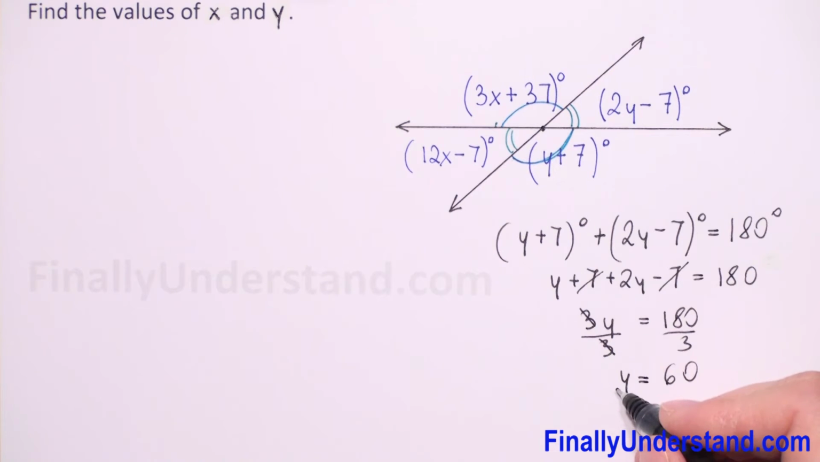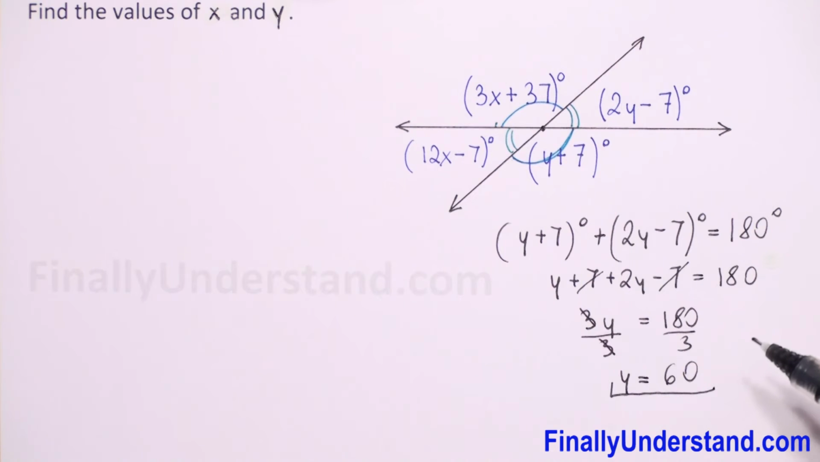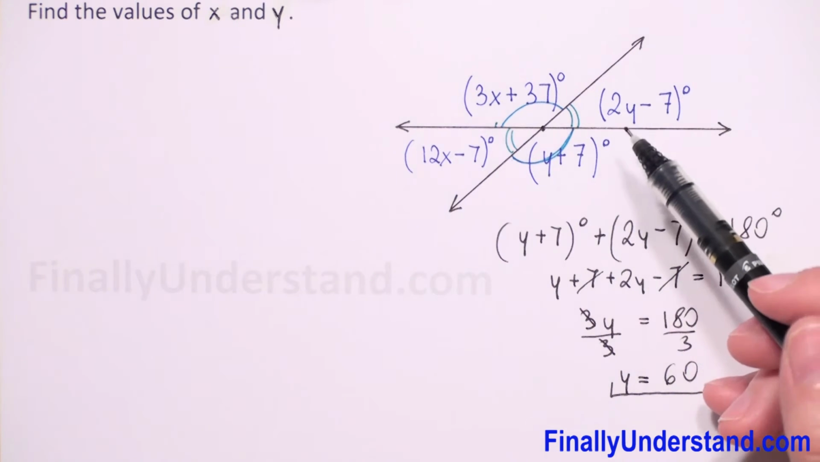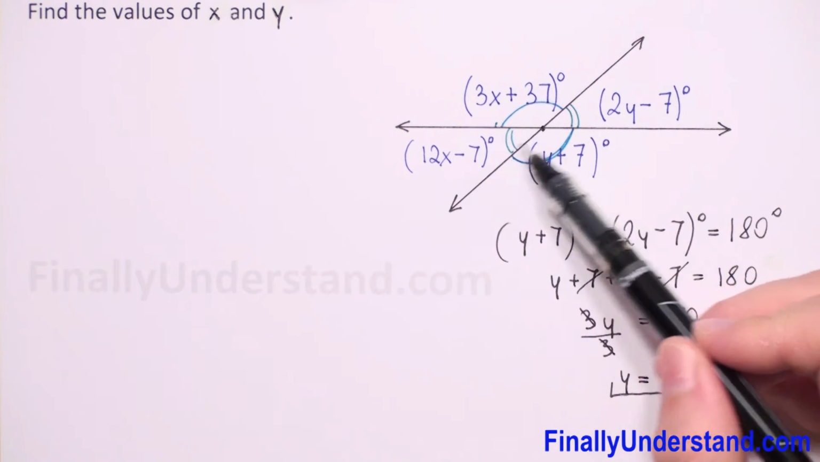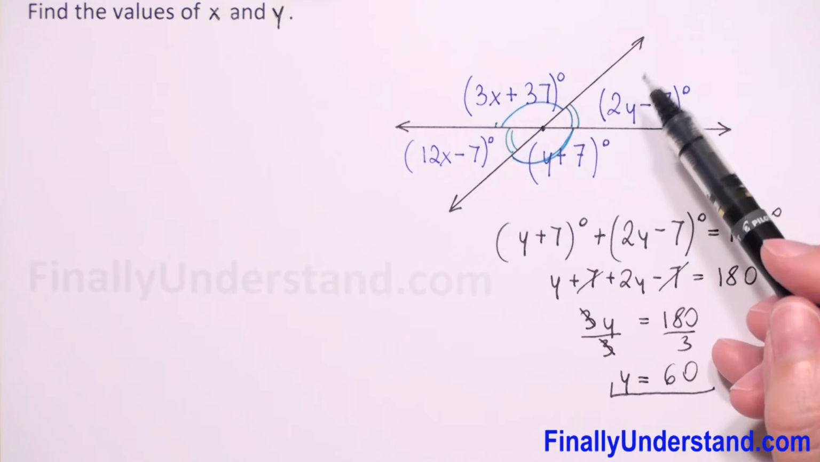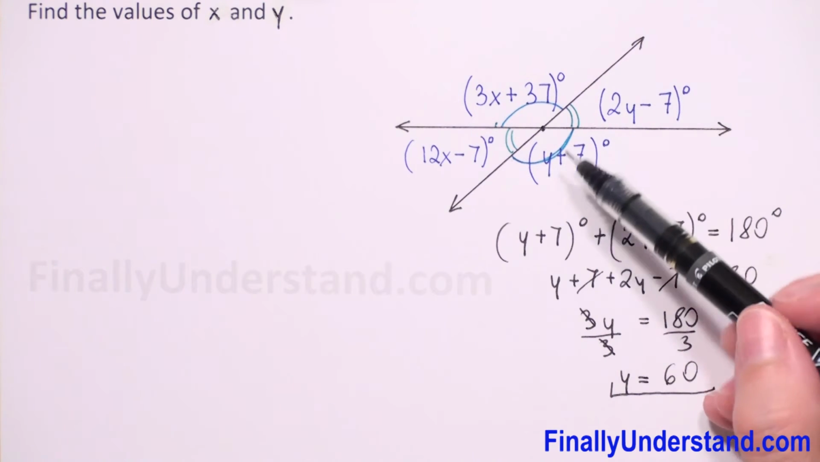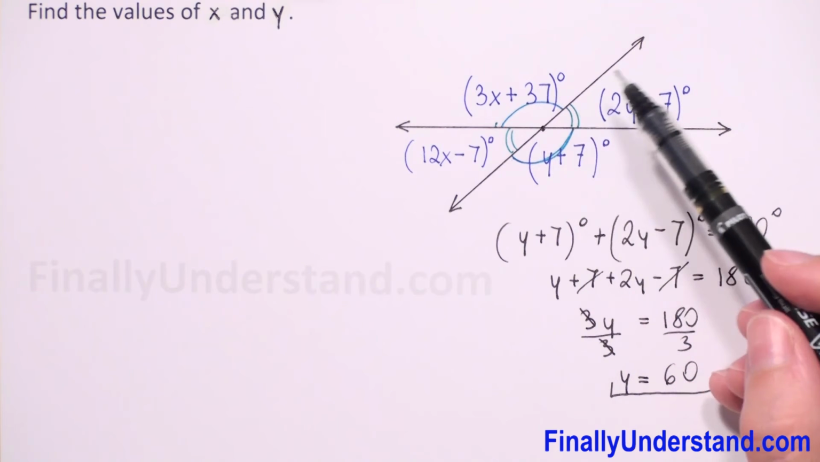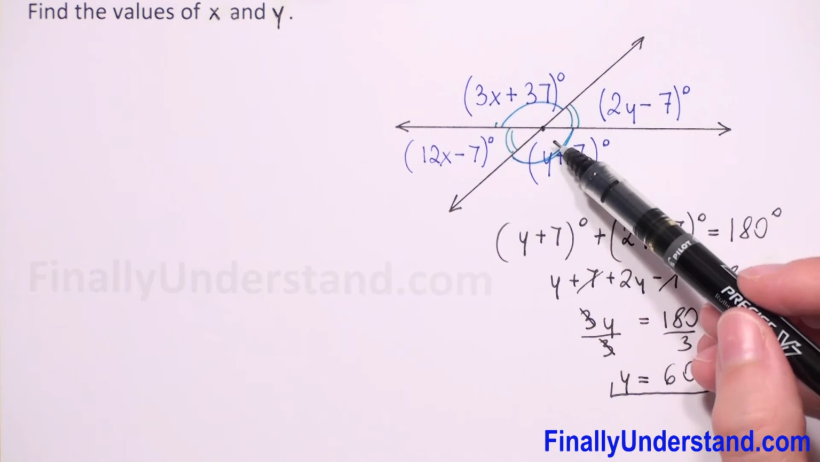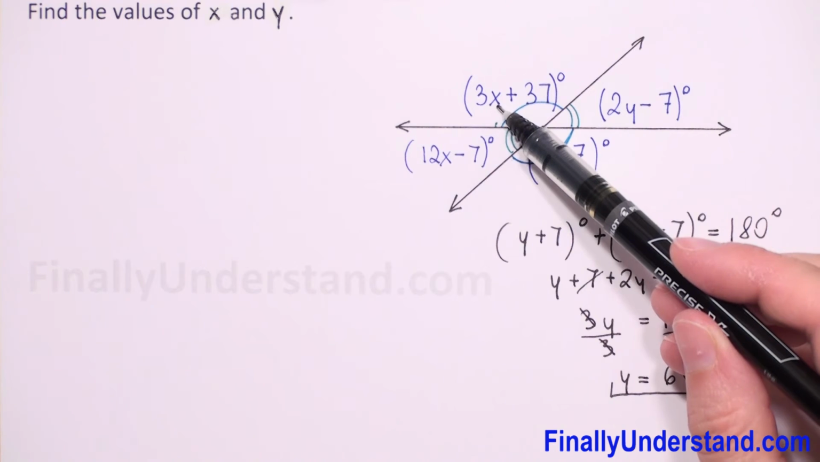So next we have to find x. We have y. We can use two methods. We know that these two angles are the same and these two are the same. So we can write that y plus 7 is equal to 3x plus 37. Y we have, so we will have only one unknown, x.